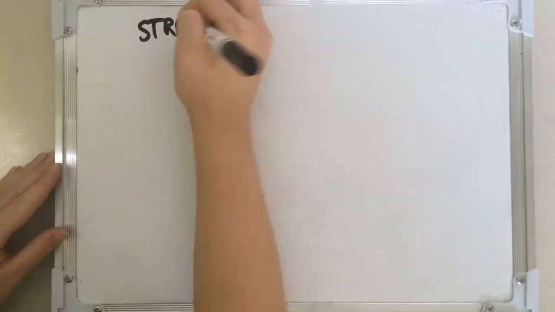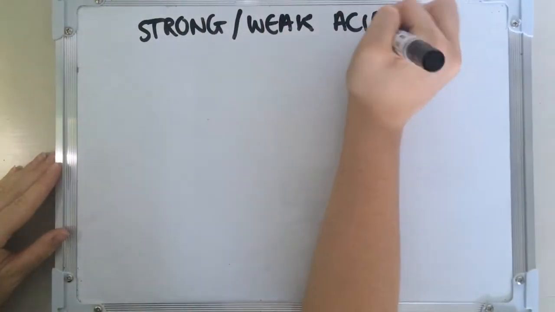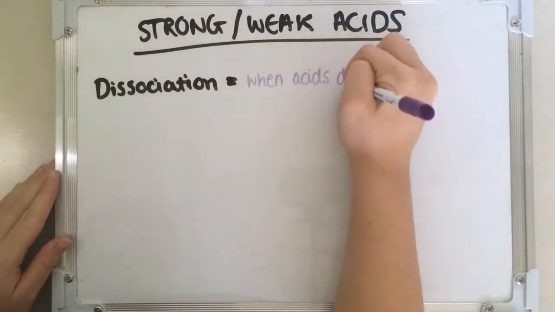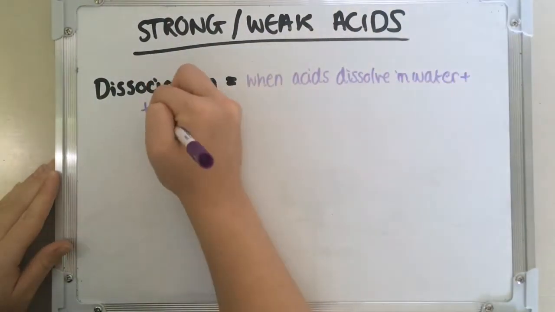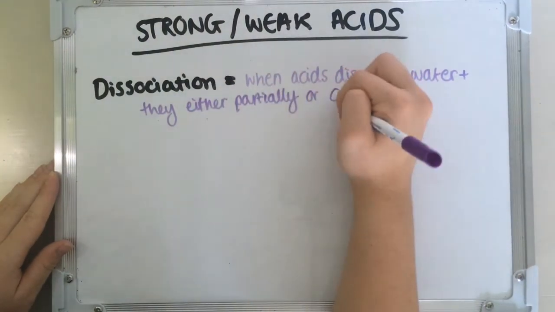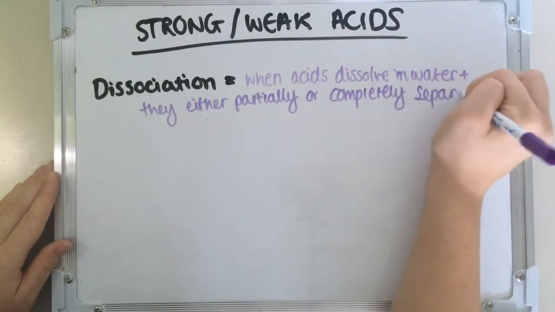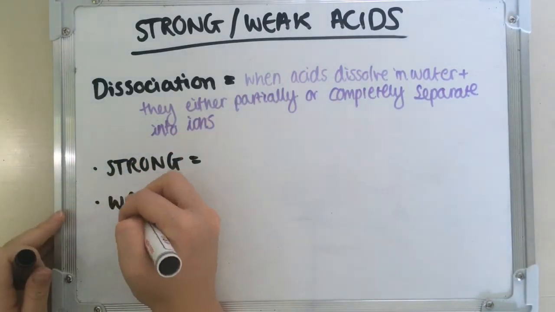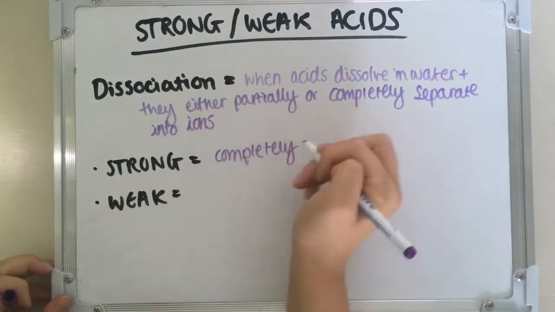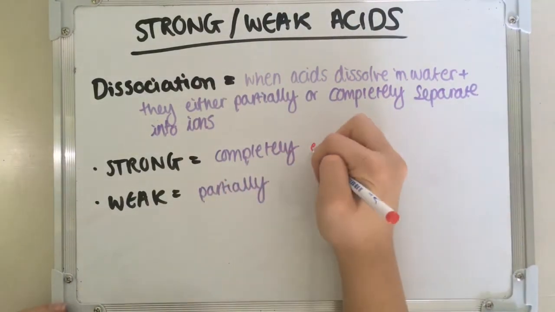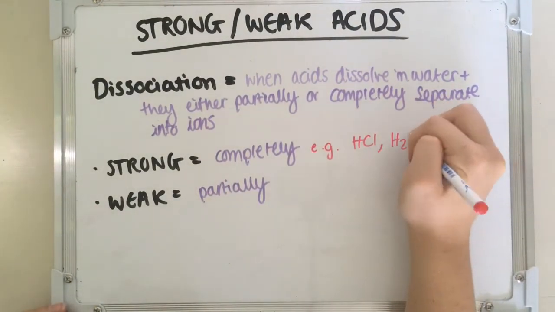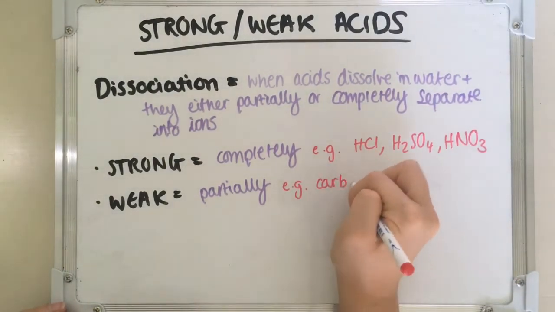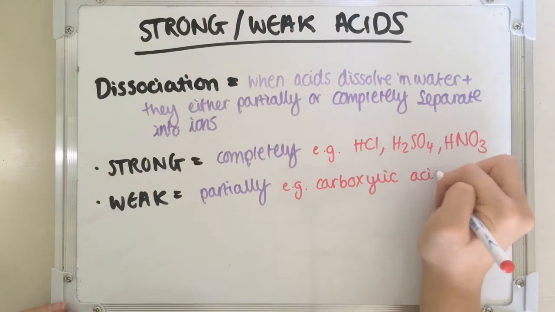Now let's look at the difference between strong and weak acids. To do this, we need an understanding of the term dissociation. Dissociation is when an acid dissolves in water and separates either partially or completely into its ions. Strong acids will always dissociate completely, whereas weak acids will only partially dissociate. Strong acids include hydrochloric acid, sulfuric acid, and nitric acid. Carboxylic acids are a good example of a weak acid.